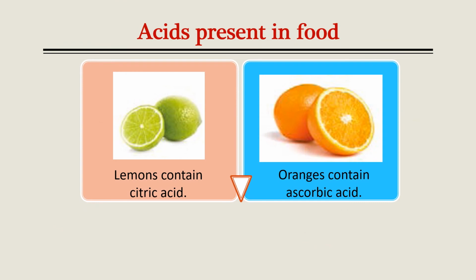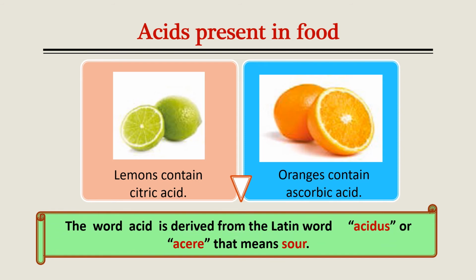Lemons contain citric acid. Oranges contain ascorbic acid. Did you know that the word acid is derived from the Latin word acidus or acere, that means sour?